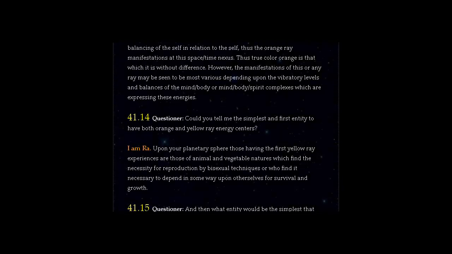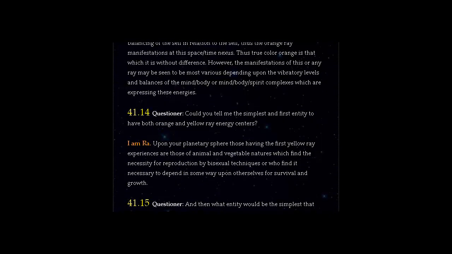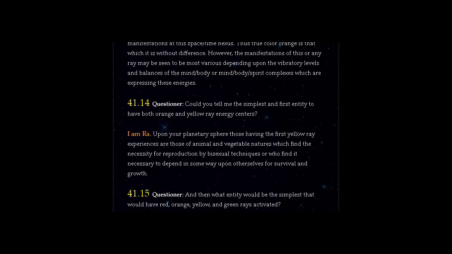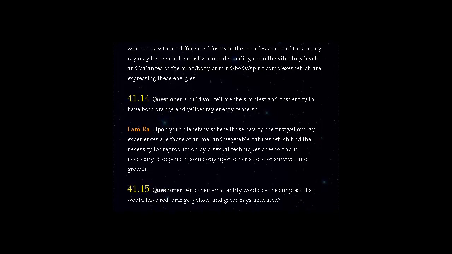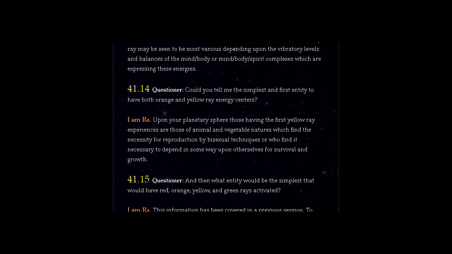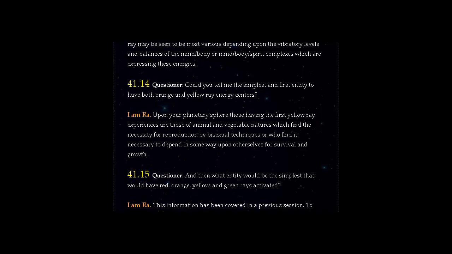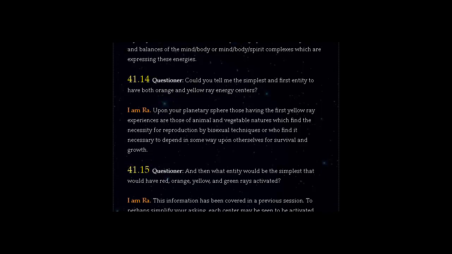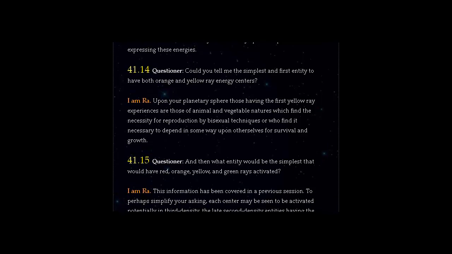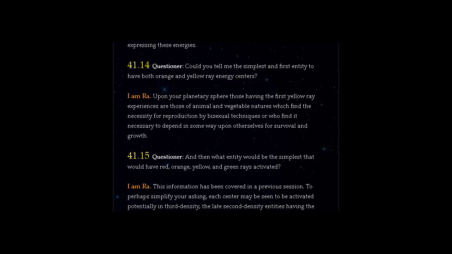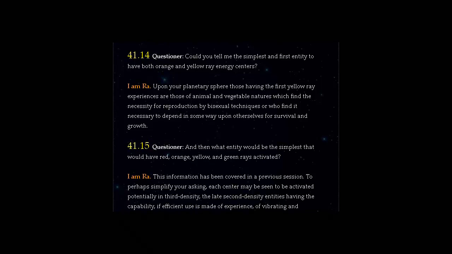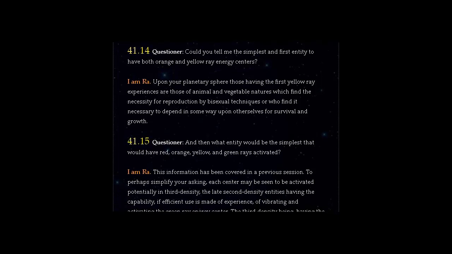Question 41.14. Questioner: Could you tell me the simplest and first entity to have both orange and yellow ray energy centers? Answer: I am Ra. Upon your planetary sphere, those having the first yellow ray experiences are those of animal and vegetable natures which find the necessity for reproduction by bisexual techniques, or who find it necessary to depend in some way upon other selves for survival and growth.